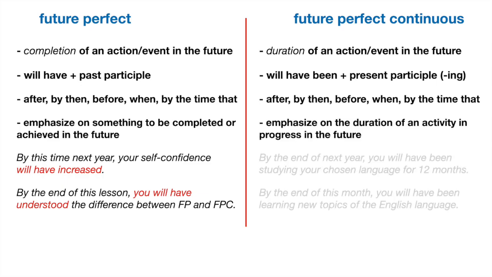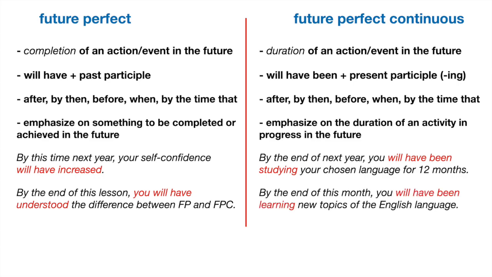The future perfect continuous will emphasize the duration of an activity in progress at a particular point in the future. For example, by the end of next year, you'll have been studying your chosen language for 12 months. By the end of this month, you'll have been learning new topics of the English language.